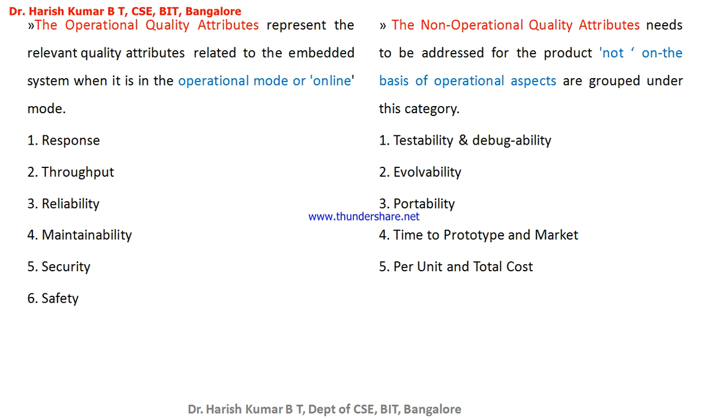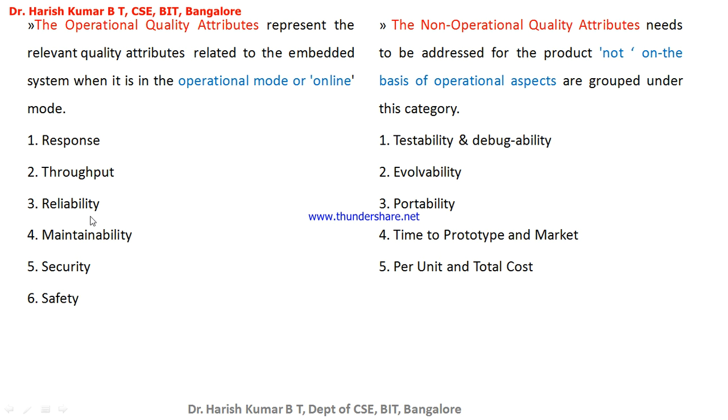Similarly, if I take a file server, if the server is capable of processing a large number of input files, then I say its throughput is good. The amount of work done per unit time is good. So that is what throughput is. And again, throughput also defines the behavior of the embedded system when it is online and providing the service.